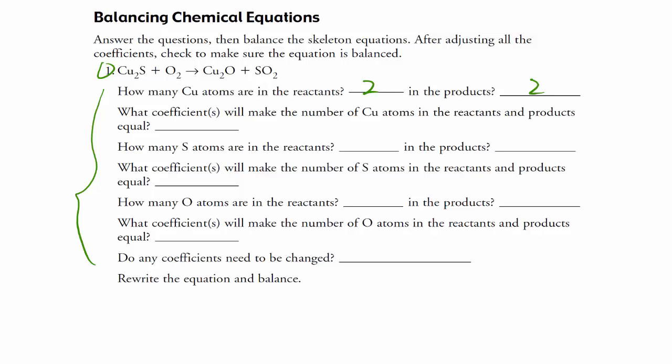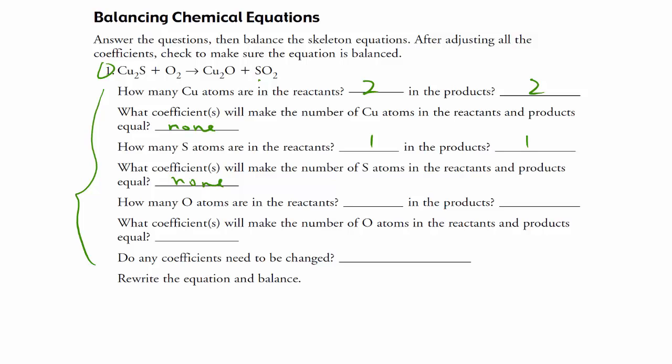So what coefficient, again this is a whole number that you would put in front of the equation, will make the number of copper atoms in the reactants and products equal? They're already equal, so I would write some sweet little word like none. Move on to sulfur. So sulfur, how many sulfur atoms are in the reactants? I see 1. How many sulfur atoms in the product? I see 1 again. What coefficient will make the number of sulfur atoms in the reactants and products equal? They are equal, so none. We don't have to add anything.